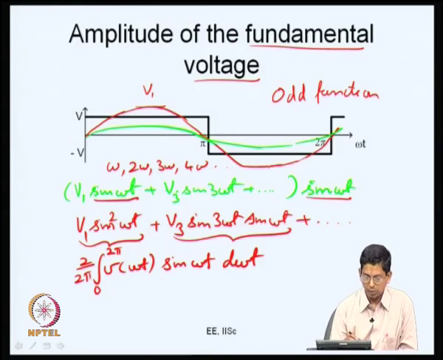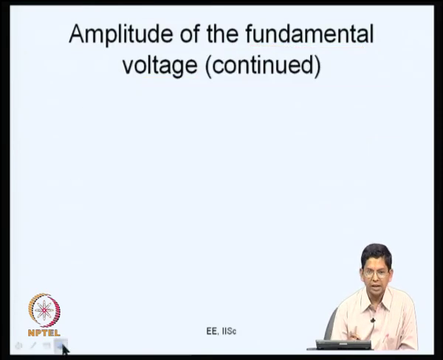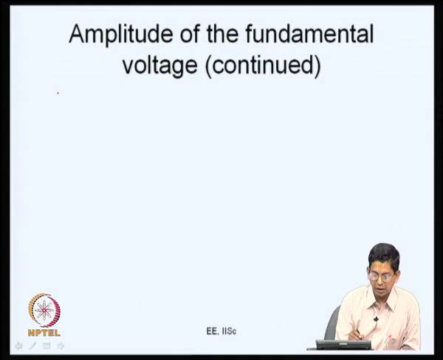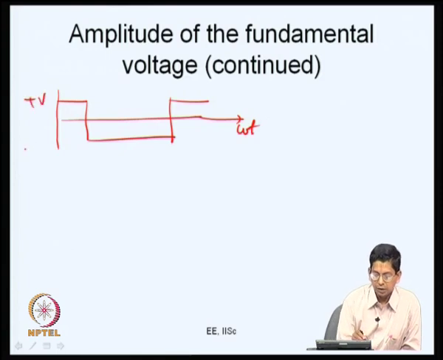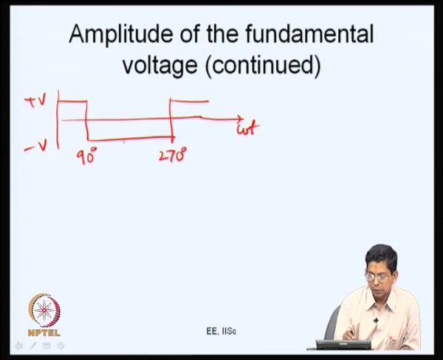So, let us look at it more. Let us say the waveform is considered differently, or the same voltage waveform, let us take it like that. This is the omega t, the same plus V and the same minus V. Now, what we have is, this is 90 degrees, this is 270, and 180 comes in between. Now, this is the nature of the waveform.